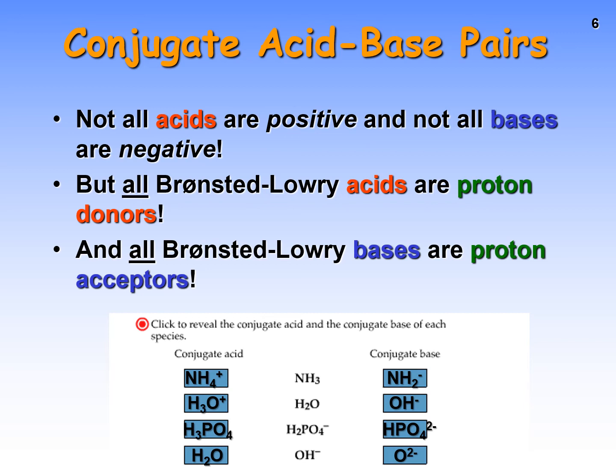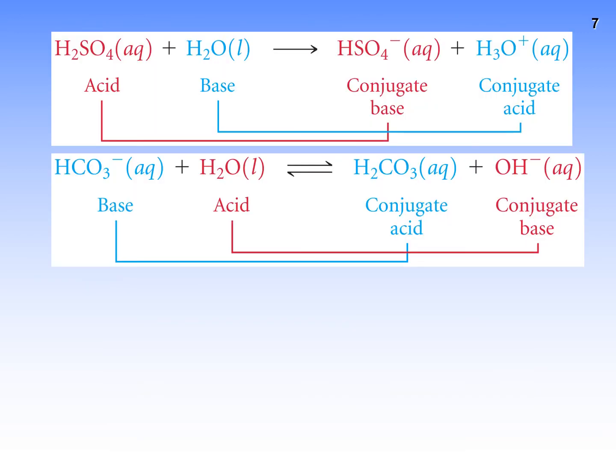So let's continue on a little bit more. Again, this idea of conjugate acid pairing: there's always a base, there's always an acid, and there's always a conjugate base and a conjugate acid in any Bronsted-Lowry type reaction.